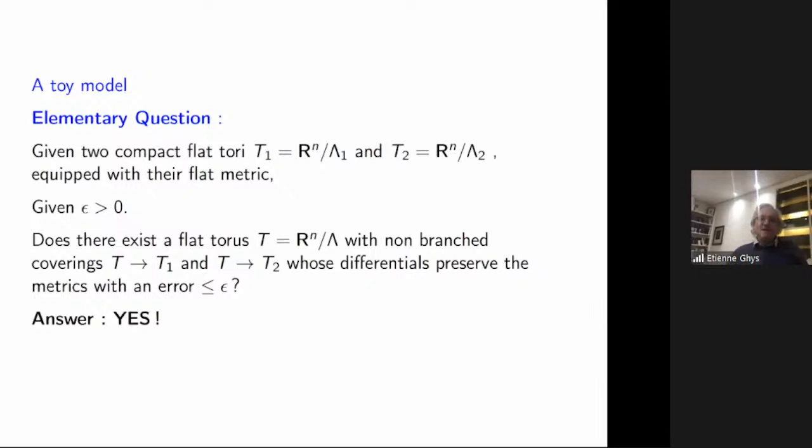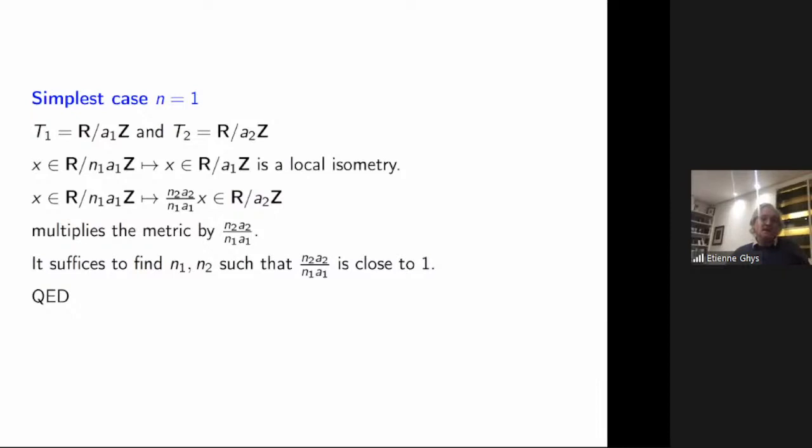And the answer is yes. And you will see that this is not difficult at all. So let's have a look at the proof of this positive statement, which is not a theorem. It's very, very simple. Let me begin with the first simple case. The torus has dimension one, so it's a circle.